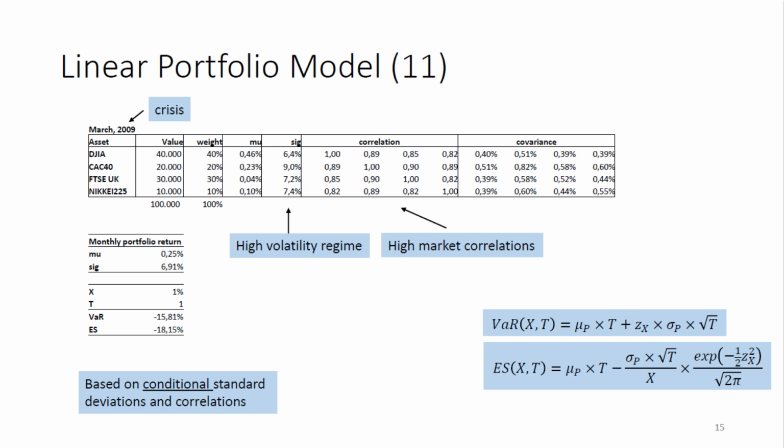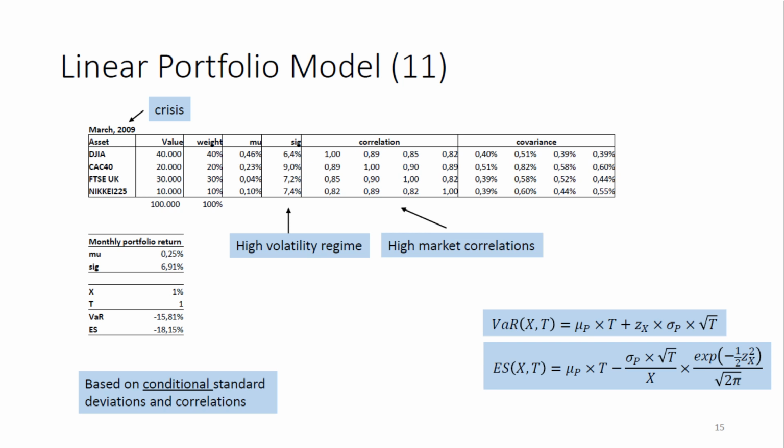So I've mentioned the numbers here. 6.4% for the Dow Jones Industrial Average, 9% for the CAC 40, 7.2% for the FTSE 100, and 7.4% for the Nikkei 225. Also the correlations, you see very high numbers. The lowest number is 0.82, but it's as high as 90%, 89%, and so on. So also strong co-movement, which, if we use the volatilities and the correlations together, lets us define the covariance elements, which are on the right-hand side.